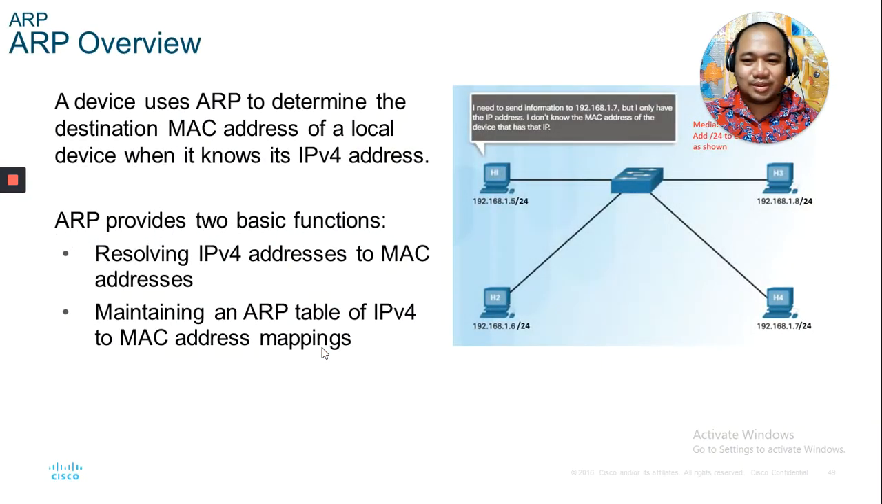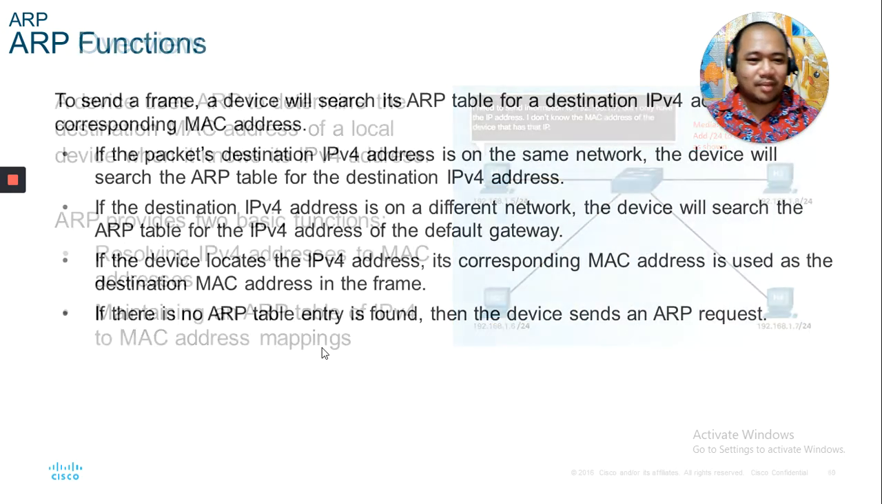Address Resolution Protocol. A device uses ARP to determine the destination MAC address of a device. If you don't know the MAC address of the destination and you use ping, there will be an ARP request. The IP address will be resolved, and the destination will respond with its MAC address using ARP. Okay, we will demonstrate that later using Packet Tracer. ARP provides two functions: resolving IPv4 addresses to MAC addresses and maintaining an ARP table of IPv4 to MAC address mappings.